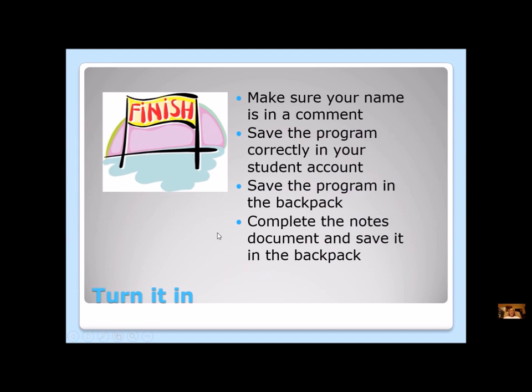We've gone through our program and we've gone through our review. So now make sure your name is in a comment in your program. Make sure that you've saved your program correctly in your student account. Save the program in the backpack. And also complete the notes. Make sure your name is in the header and save it in the backpack. Turn in everything for a grade.